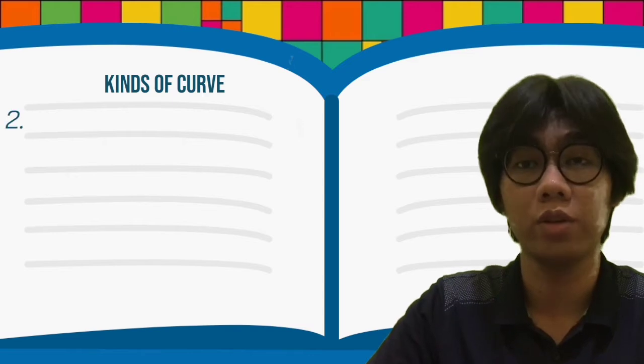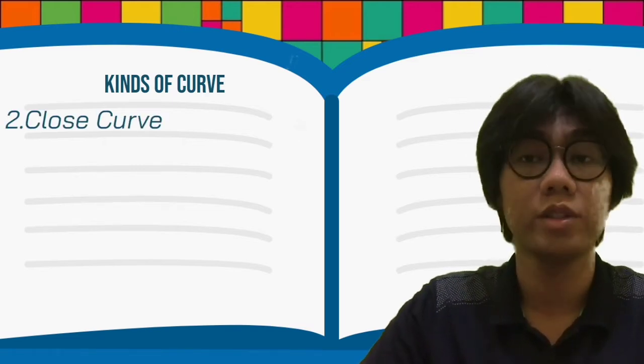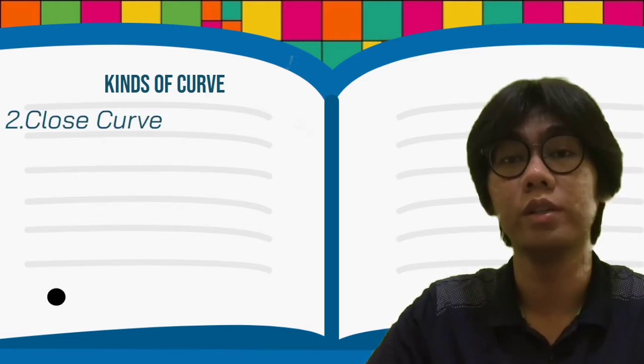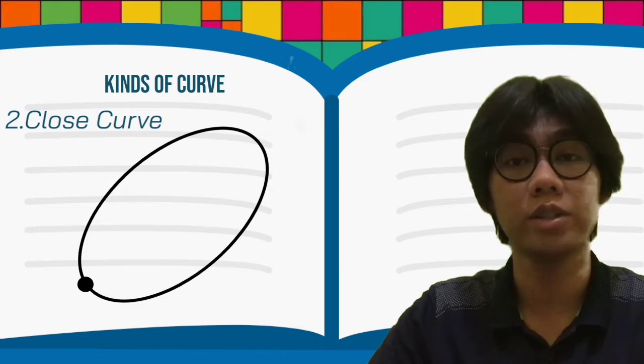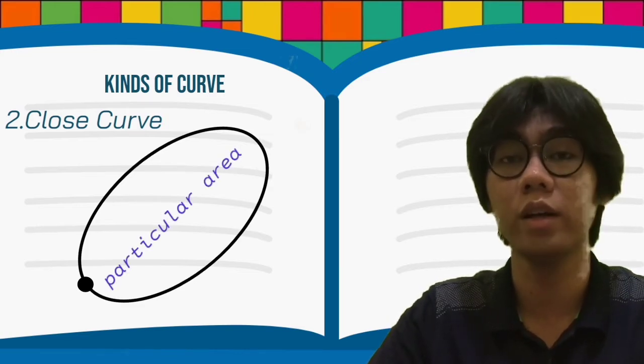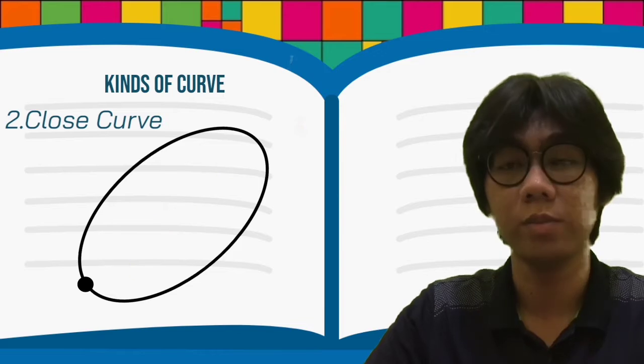Then we have closed curve. A closed curve is an arc in which the first point meets the last point until it makes a plane or a particular area. This is an example of a closed curve.